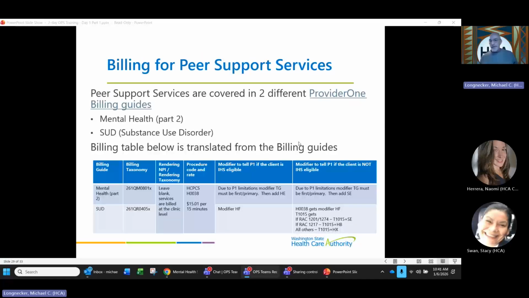When it comes time to bill for peer support services, what we're looking at right here, this table, is basically two billing guides translated into the language that I speak, and it's a language of boxes. So I've got two different billing guides, mental health and chemical dependency. It was rebranded to SUD, or substance use disorder, about 8 years ago.